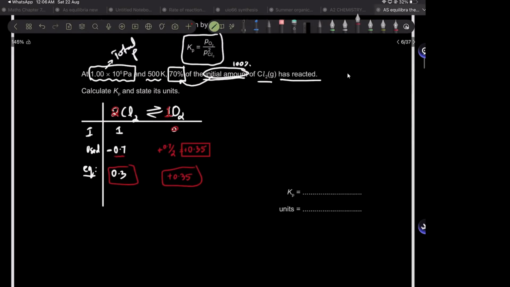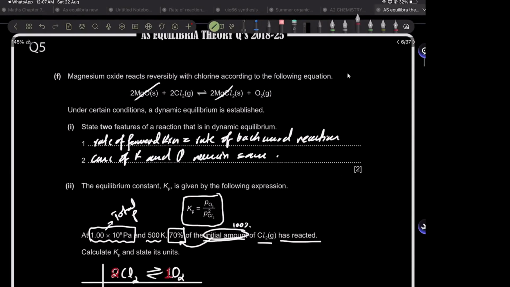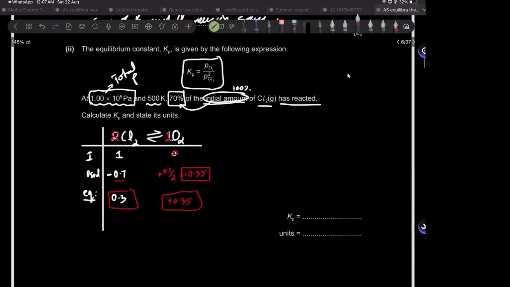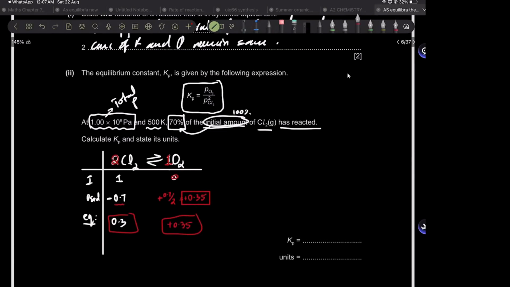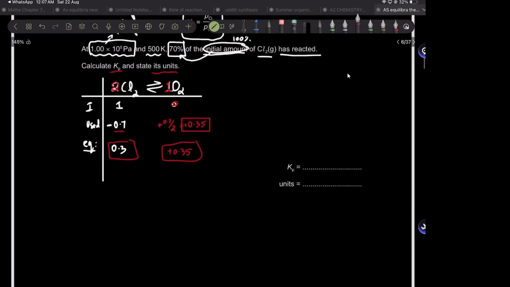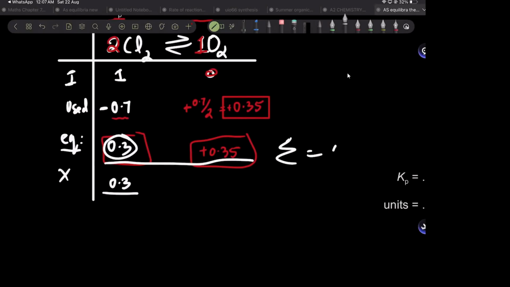Now I need to make sure that my container was 1 dm cube. It's not given over here, so I'll assume that it's 1 dm cube. Now, what's the next thing? I need to calculate Kp, right? And state its units. In order to calculate Kp, I need their partial pressures. In order to calculate partial pressures, I need their mole fractions. So the mole fraction for Cl2 would be the moles of Cl2, that is 0.3, divided by the total moles. What are the total moles at equilibrium?